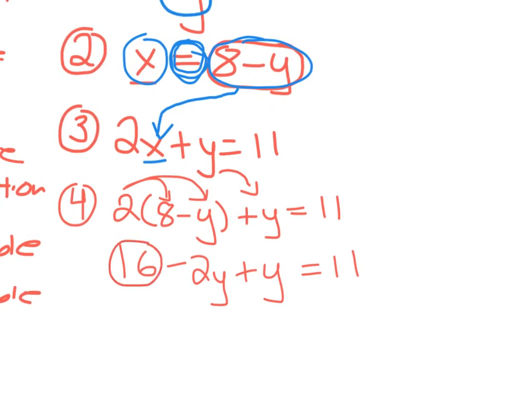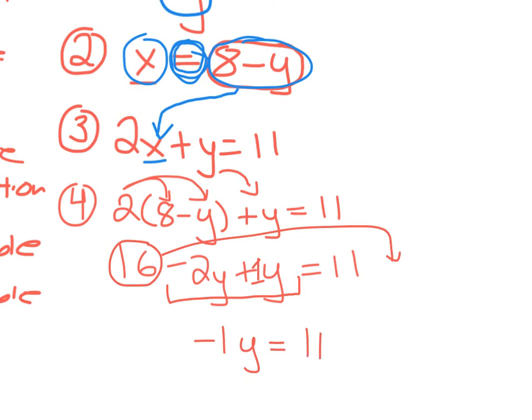16 will move over and be with the 11. And negative 2y and positive y will go together. Now remember, if it helps you out, write down that in front of that y is a 1, so that when you use your calculator to add negative 2 and 1 together, you'll know that you're dealing with a negative 1y.